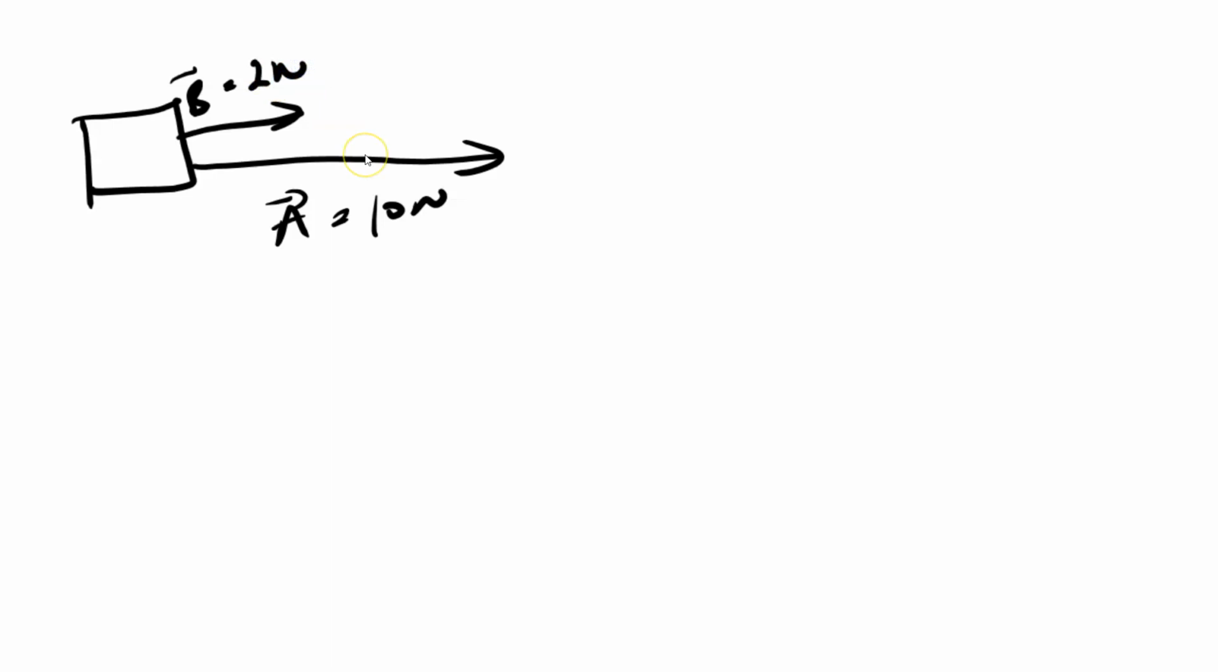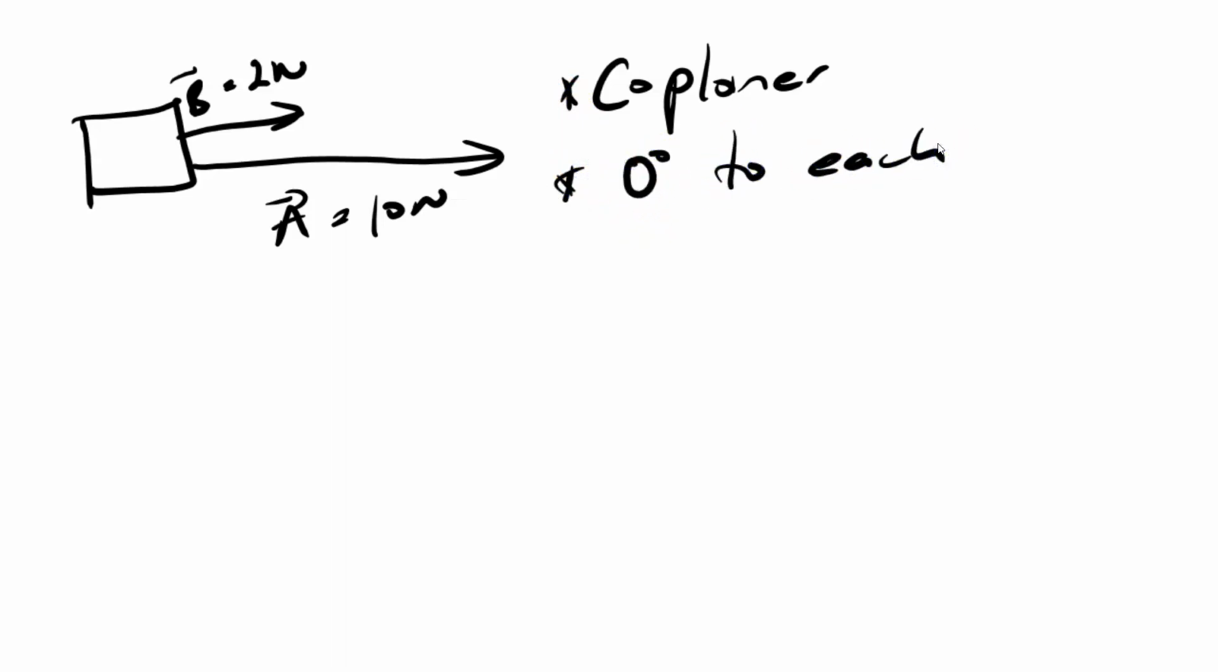We consider these to be in the same plane, so they will be coplanar, and they will be at 0 degrees to each other. So they're acting in the same plane. To get the resultant, let's call it R, we would add A plus B and we'll get our resultant there, which is going to be easy.